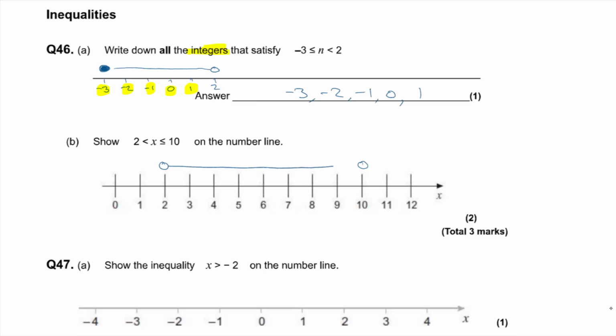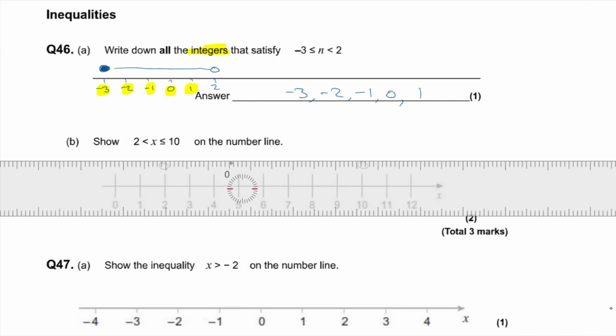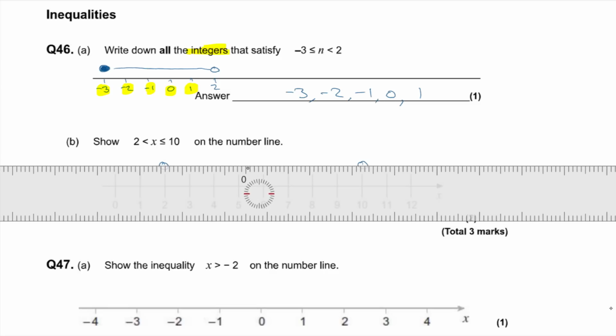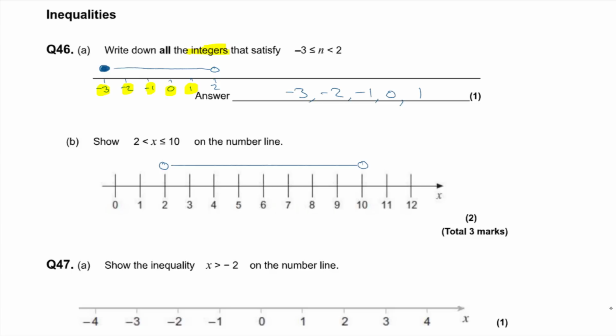Drawing a line that joins them up. Okay, so that's almost done. We just need to fill in or not fill in the circles. If it can be equal to the number, you fill it in. If it can't actually be equal to the number, you don't fill it in. So on the right hand, x is less than or equal to 10. That means I can fill in that one on that end. But I can't fill in the other end because x needs to be strictly greater than 2. So it looks like that.